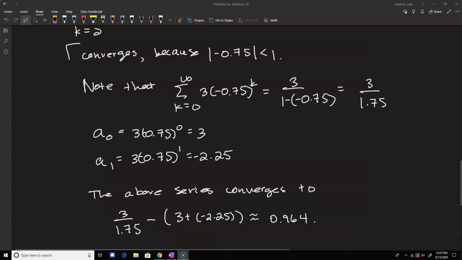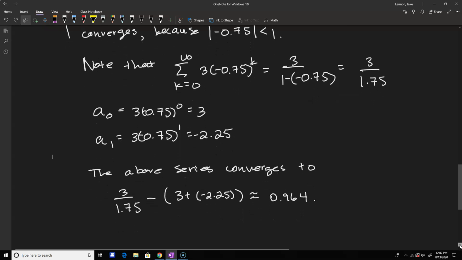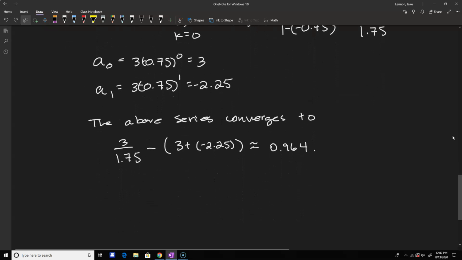Okay, let's go ahead and talk about just one more kind of series in this introductory lecture. So let's talk about telescoping series. These don't come up super often, but it's a nice trick to know, and you should always kind of look for it.